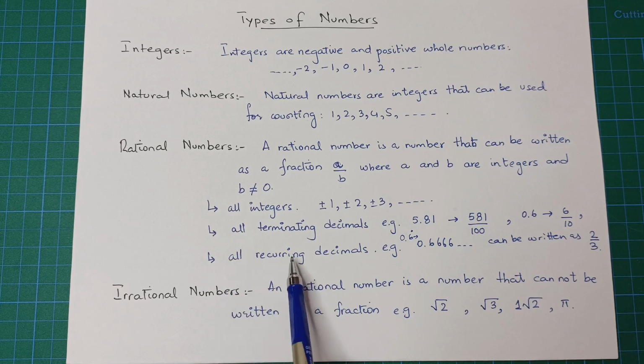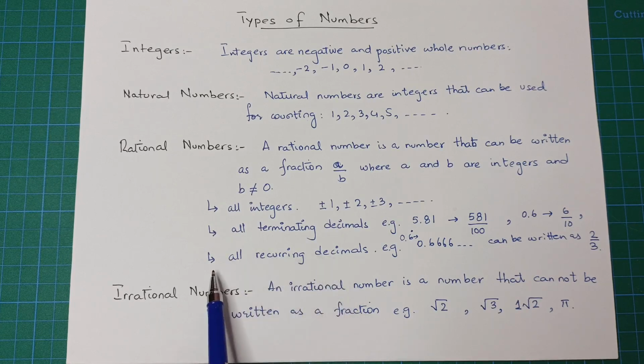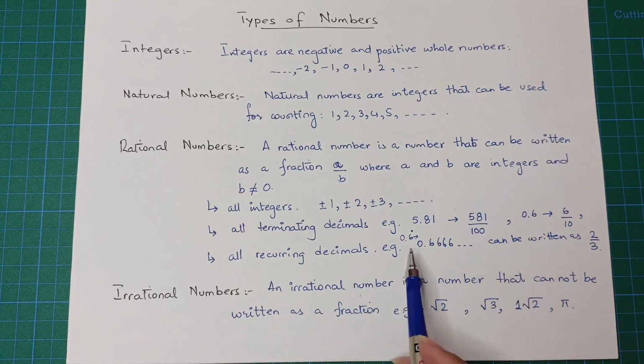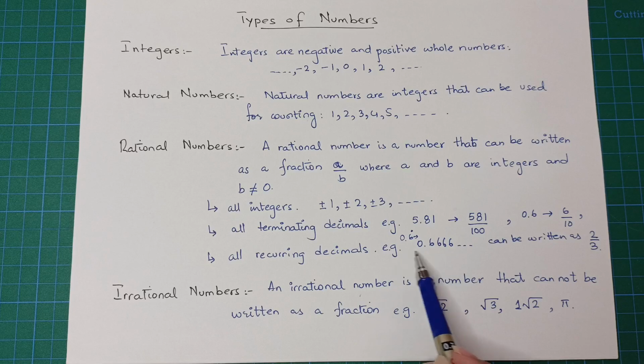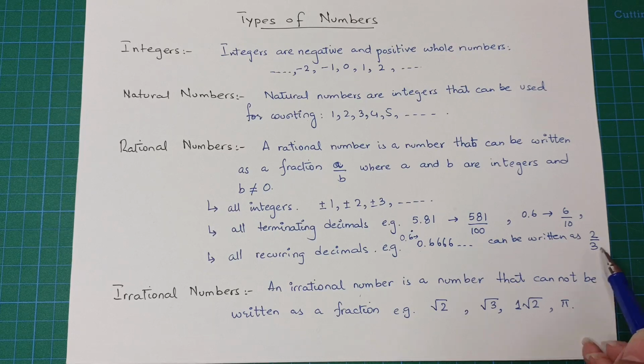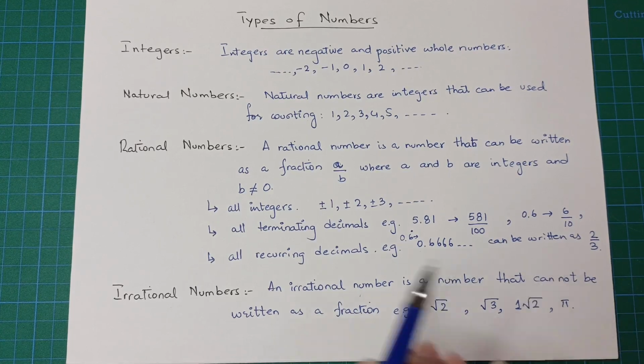Another type of decimals is known as recurring decimals. Recurring decimals are those which continue forever. They don't stop at any point. They're going to continue like 0.6666666 and so on, which can be written as 2 upon 3. If you divide 2 by 3, you will get an answer of 0.6666 and on and on and on. You can also check it in your calculator.